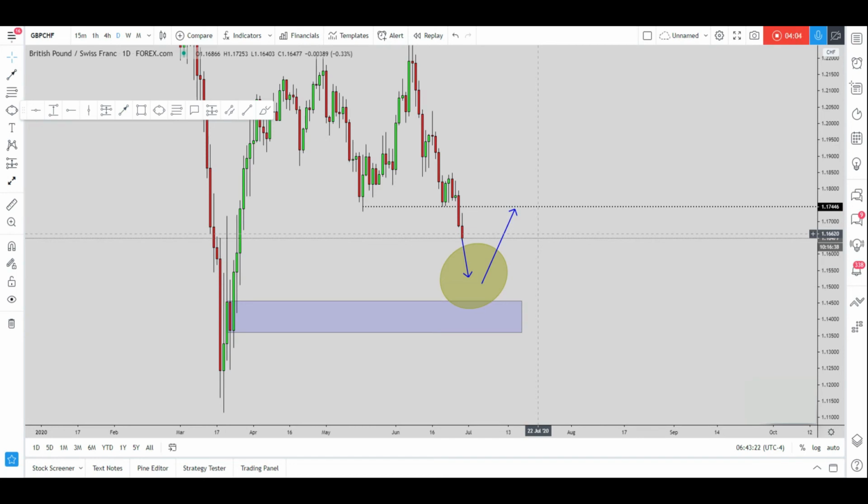And when the market will do that, then we will add GBP CHF on the watch list. And as soon as the market will provide to us one of our valid entries, we will be taking a nice long with a very good risk to reward and very good probabilities for the move to the upside to capitalize on the wave to the upside.